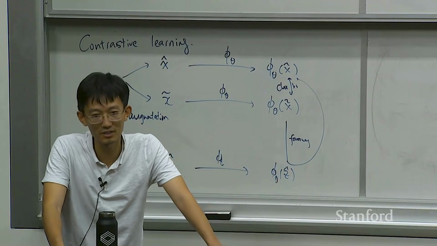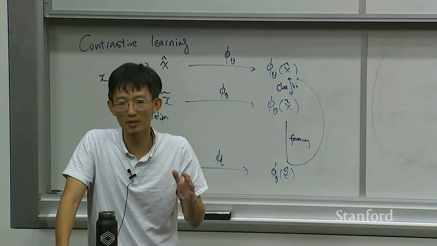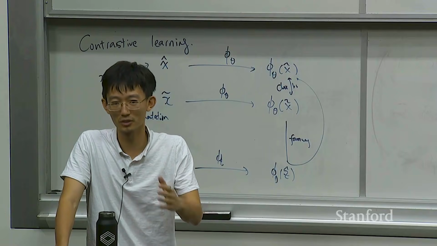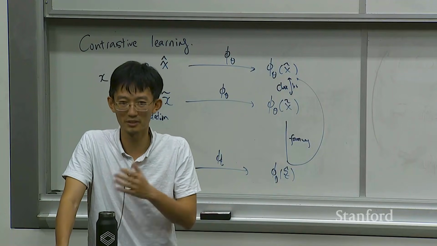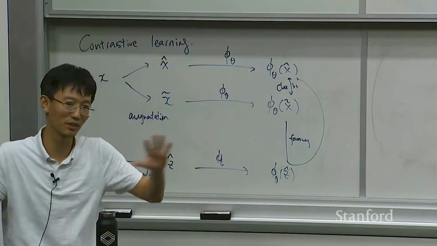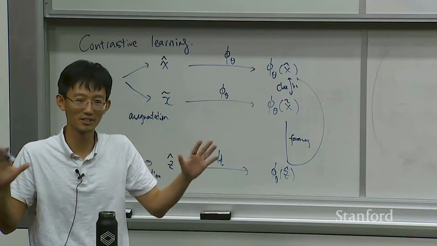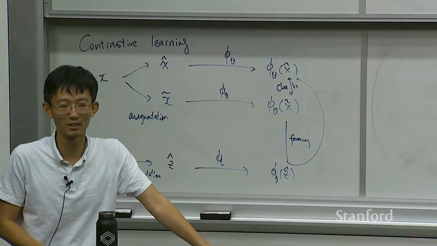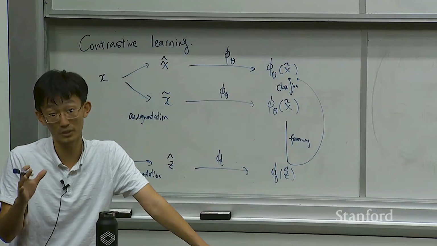So I think for simplicity, let's just say you don't really care whether cat is closer to dog than airplane is to dog. Cat, dog, and airplane are just three different types of things. They are all considered to be far away from each other. You just want different cats to be similar to each other.